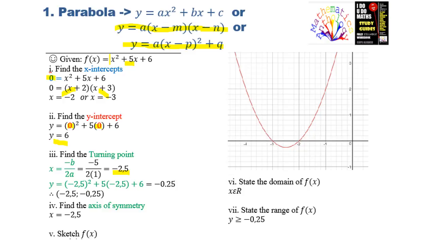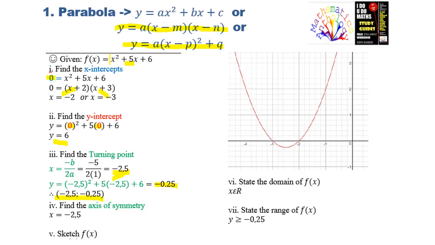I need to take that negative 2,5 and sub it into my original equation. So wherever I see x, I'll sub negative 2,5. And that's going to give me a y value of negative 0,25. So my turning point then is negative 2,5 and negative 0,25.